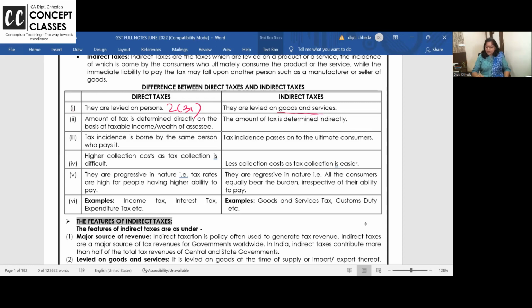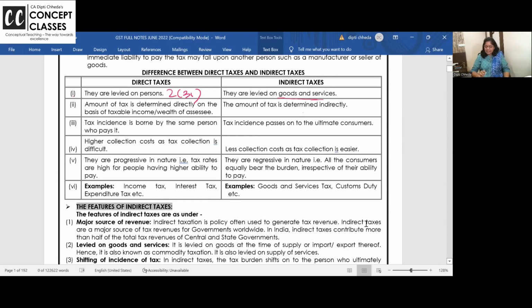Direct tax: the amount of tax is determined directly on the basis of taxable income. Indirect tax: the amount of tax is determined indirectly. How it is calculated, I'll tell you. Direct tax, the tax is borne by the person directly. Indirect tax passes on to the ultimate consumer. One example, in the next 15 minutes I will make you write, and it will be very clear how the GST is charged. Higher collection cost, as tax collection is difficult.